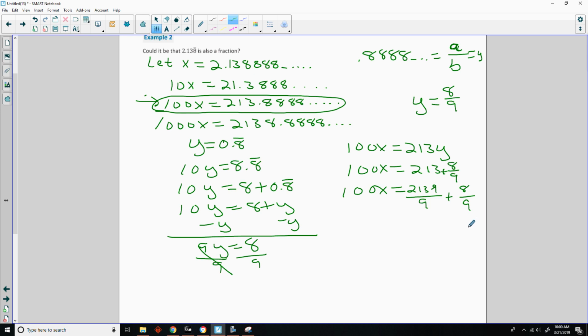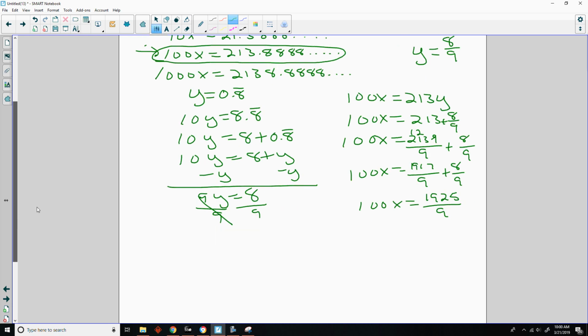So 100x equals, I multiply them. 9 times 3 is 27. 9 plus 2 is 11. 9 times 2 is 18, plus 1 is 19. Now I have 1,917 over 9 plus 8 over 9. So now I have 100x equals 1,925 over 9. Okay, just a little tedious, but we're getting there.